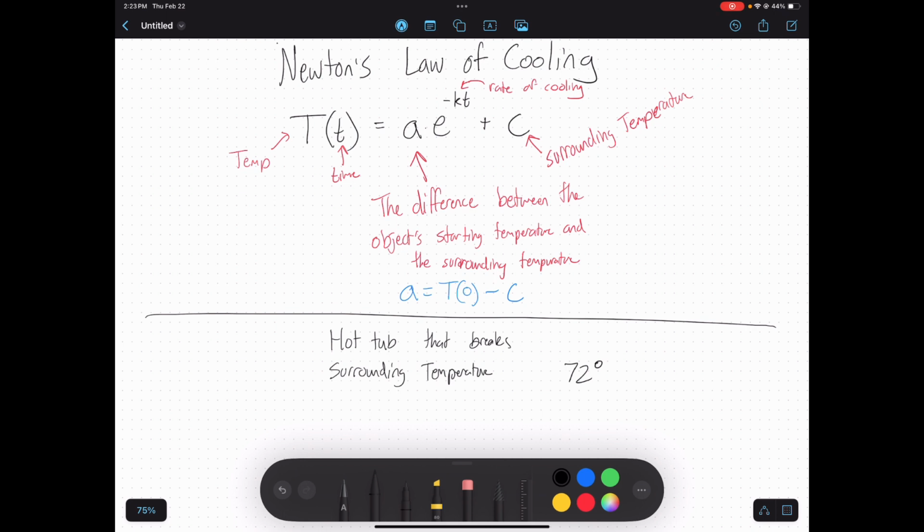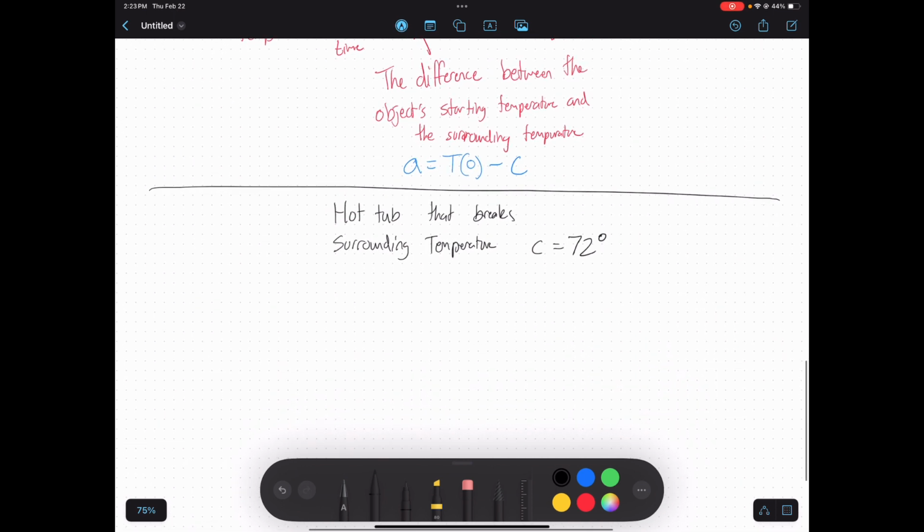What is that going to end up being in my equation? This is going to be my C value. Okay. The hot tub has one of those thermometers that just stick in it. And so, over a certain amount of time, you collected some data to see what the temperatures were. Okay.